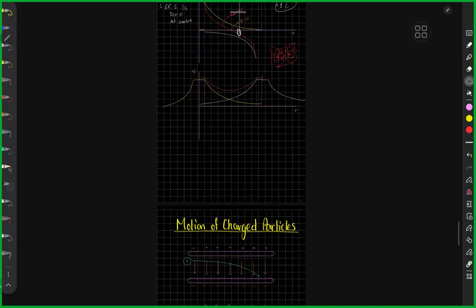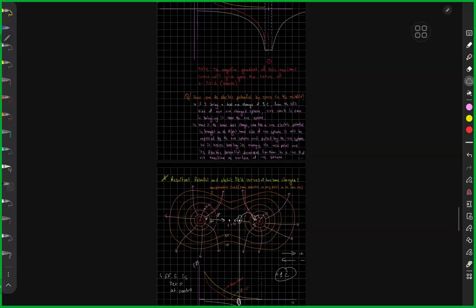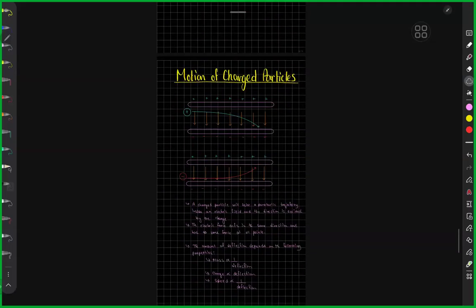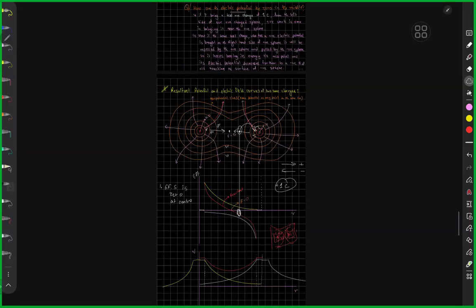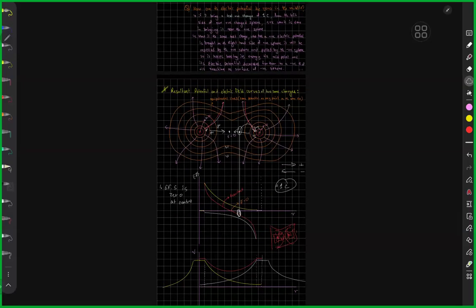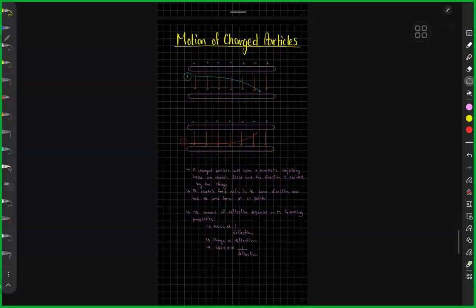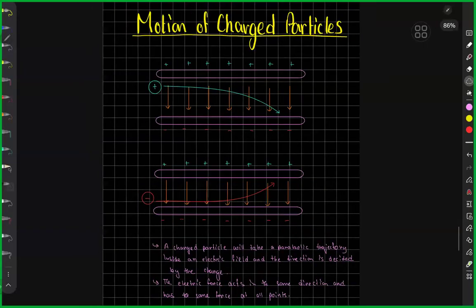I've completed pretty much everything. Any question till now? Go ahead and ask. Otherwise, I'll move on to the last chapter of electric fields, which is motion of charged particles. This is relatively simple. Any question? No. Okay. So now I'm going to look at the motion of charged particles in uniform fields.